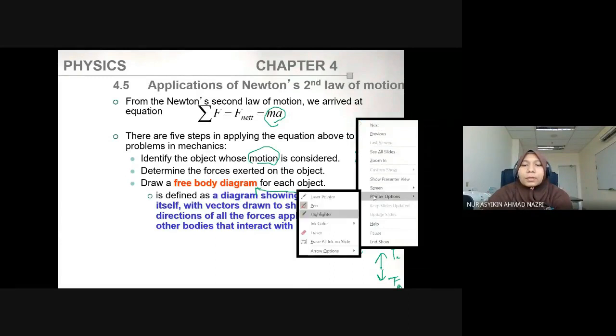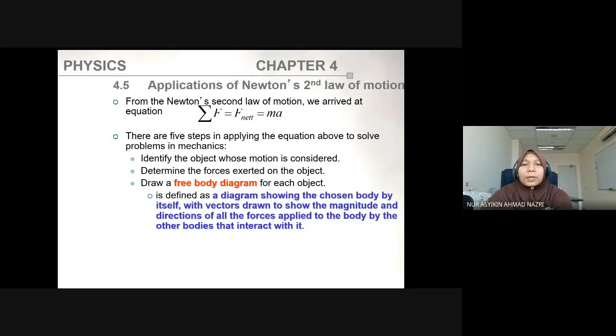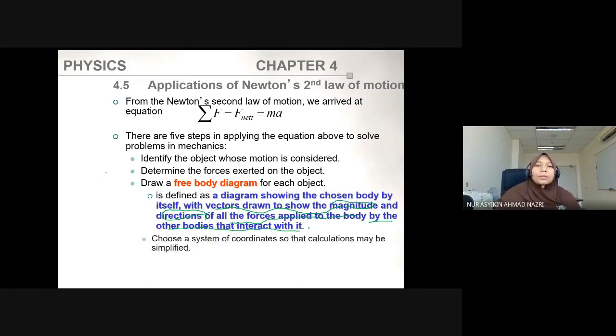So here is the definition for the free body diagram. It says: showing the chosen body by itself with vectors drawn to show the magnitude and directions of all the forces applied to the body by the other bodies that interact with it. That's the definition of the free body diagram, as I said yesterday. So today we use the free body diagram, and we'll see how to do it.